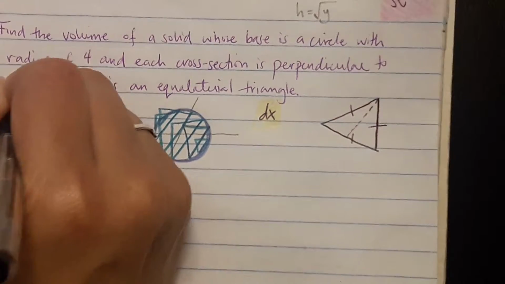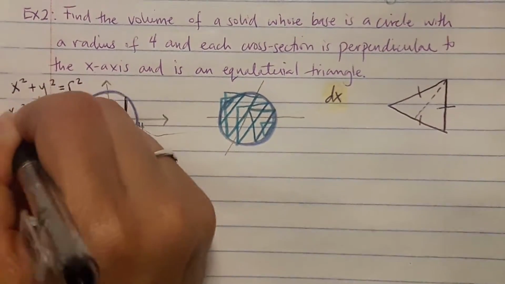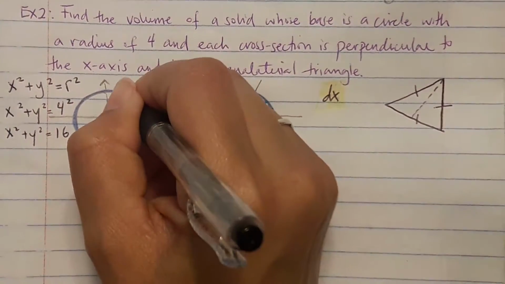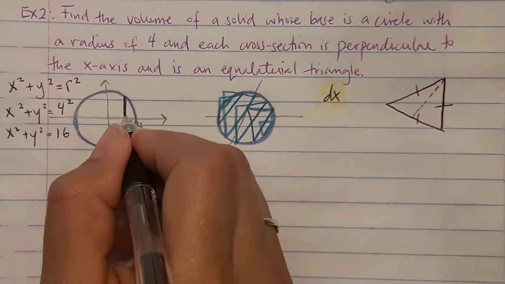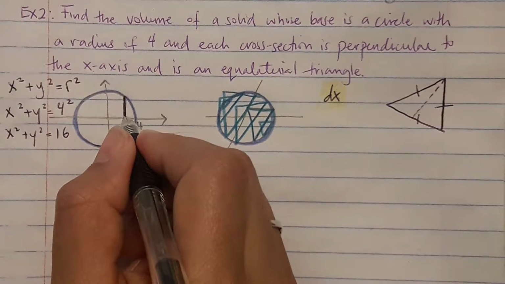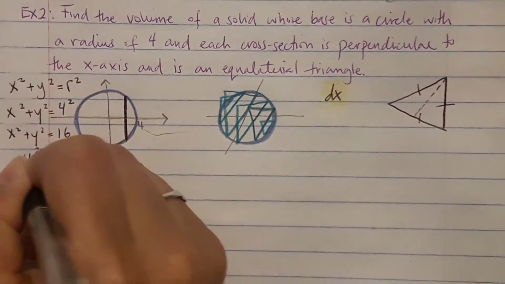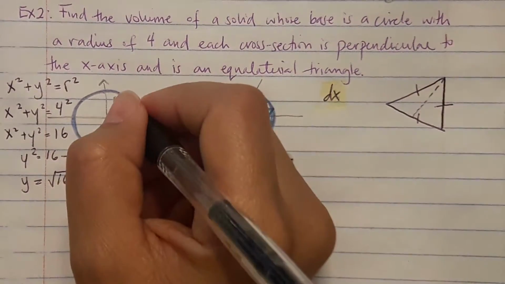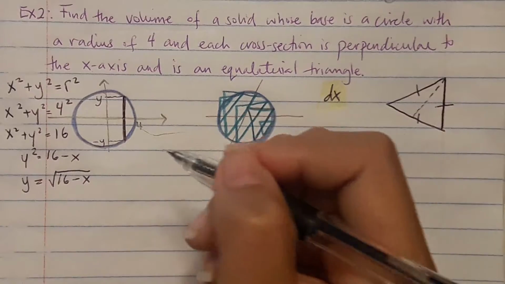First, let me find the equation of the circle. We know the equation of a circle is x squared plus y squared equals the radius squared, which is x squared plus y squared equals 4 squared, which is 16. That's the equation that we're working with in this circle. Because we need all of this in terms of x, I'm going to solve for y. So y squared equals 16 minus x squared, take the square root of both sides, and now that's it in terms of x.